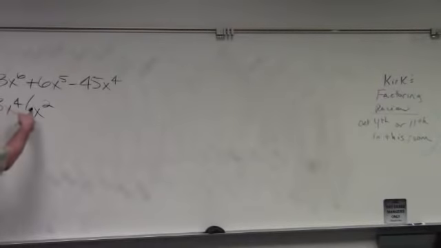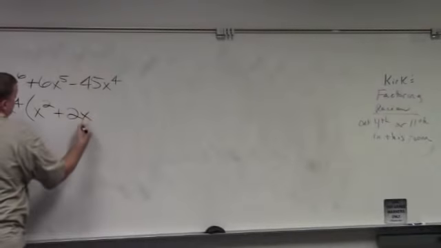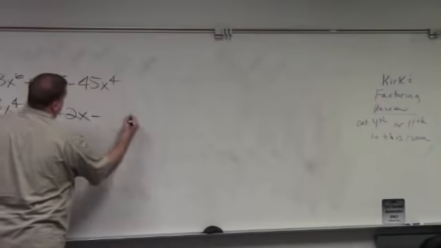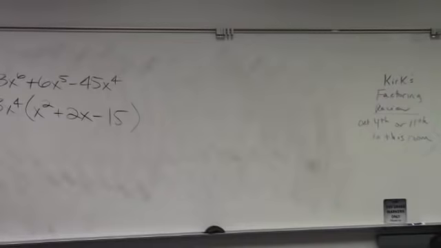Well, 3 times 1 would bring back to 3. Now we're moving to the 6. 3 times what gives me 6? Oh, okay, 2x. And then the last one, 3 times what gives me negative 45? 15, and I've already taken that x to the fourth out, so there's nothing left. I got 3 terms left.